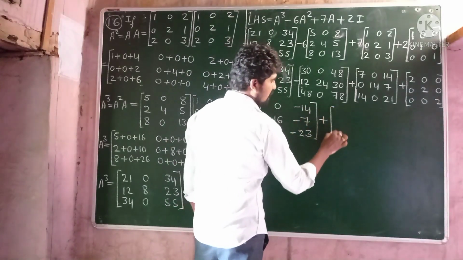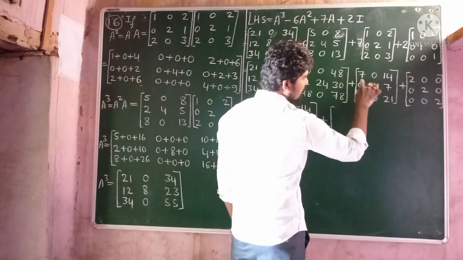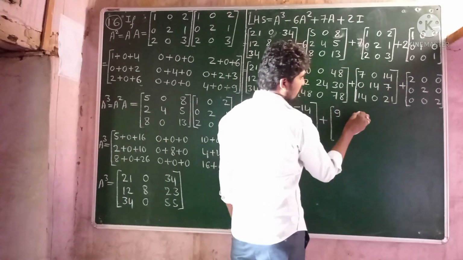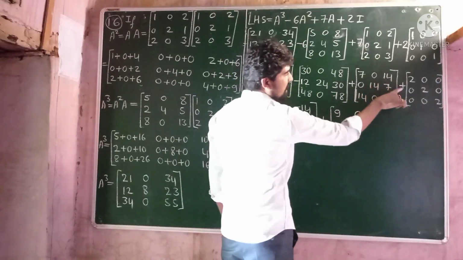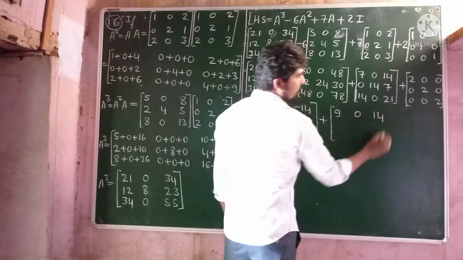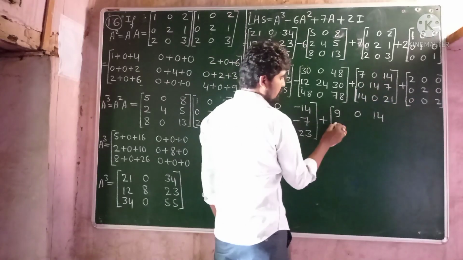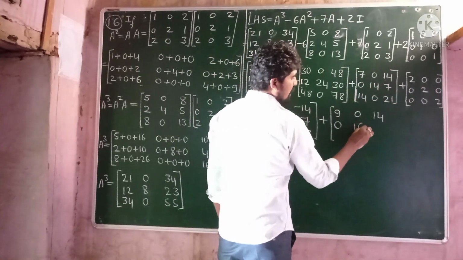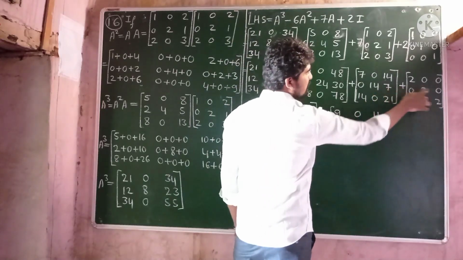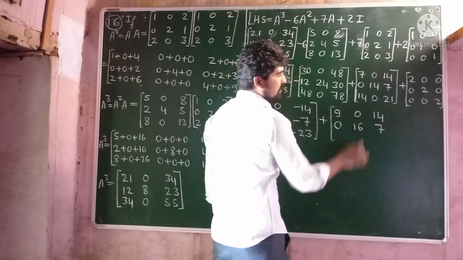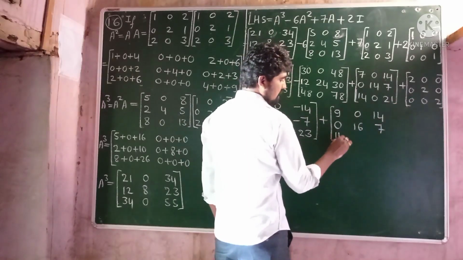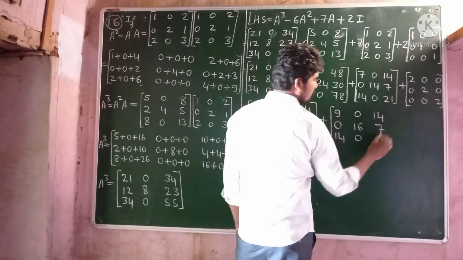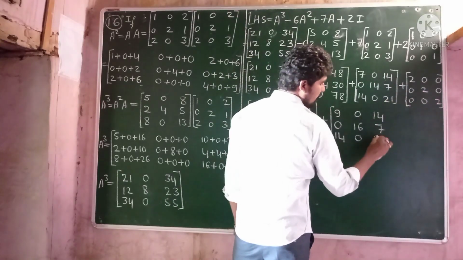plus the addition of these two: 7 plus 2 is 9, 0 plus 0 is 0, 14 plus 0 is 14, 0 plus 0 is 0, 14 plus 2 is 16, 7 plus 0 is 7, 14 plus 0 is 14, 0 plus 0 is 0, 21 plus 2 is 23.